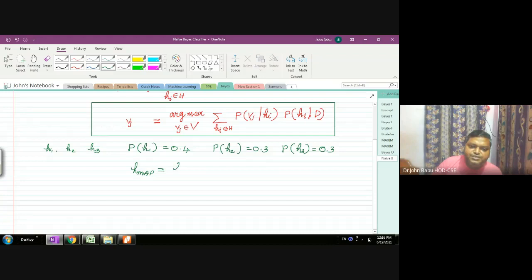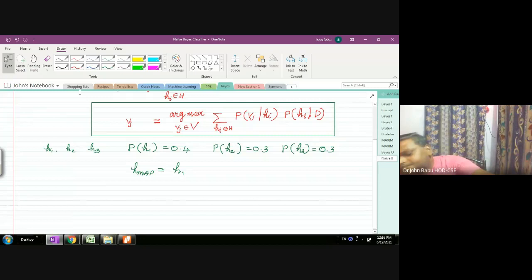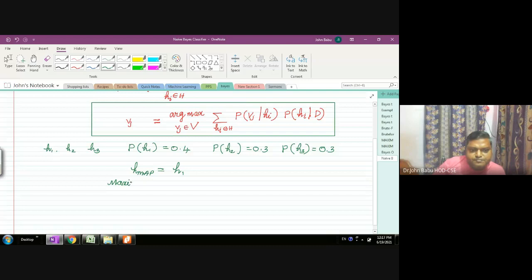What is MAP hypothesis? Children, what is MAP hypothesis? Hello? Are you there? Yes, sir. What is MAP hypothesis? A posterior hypothesis. Most probable hypothesis.